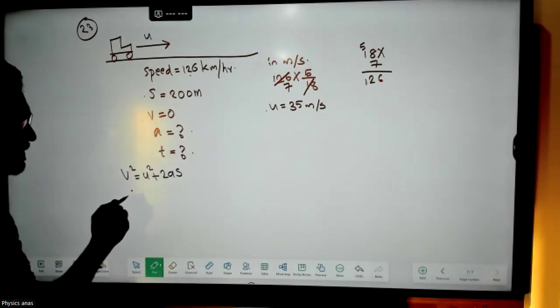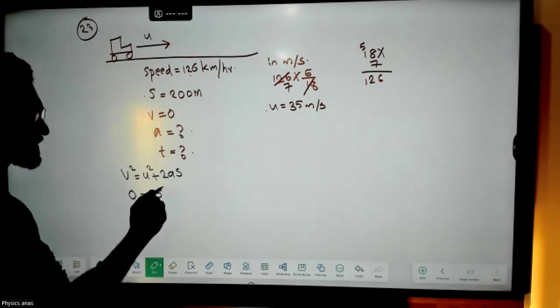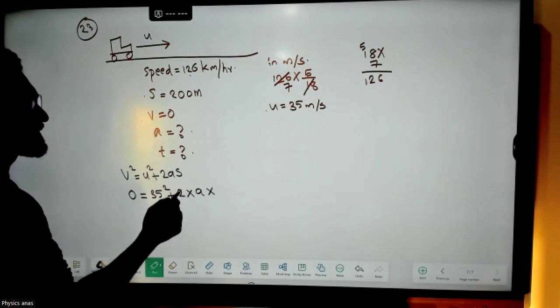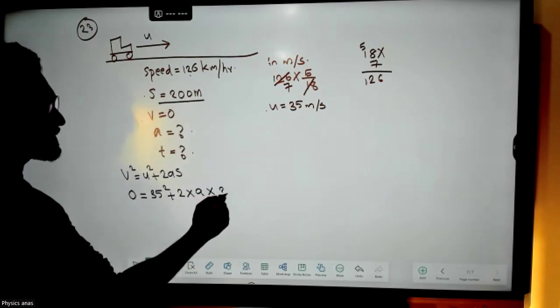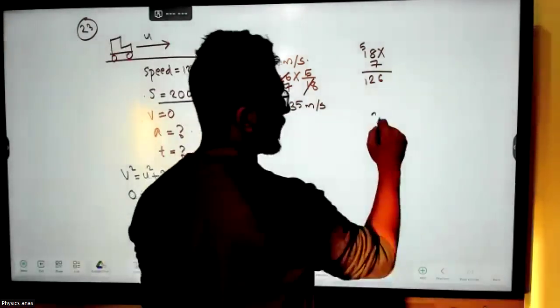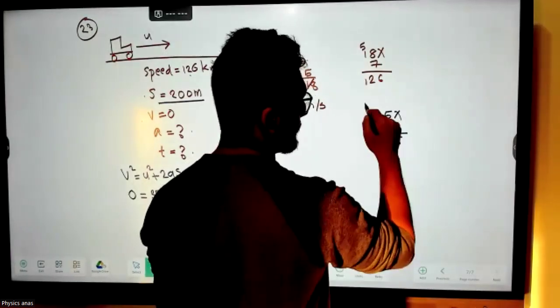What is V square now? That's 0. What is U square? That will be 35 square plus 2 into A into S. What is S? S is 200. What is 35 square?